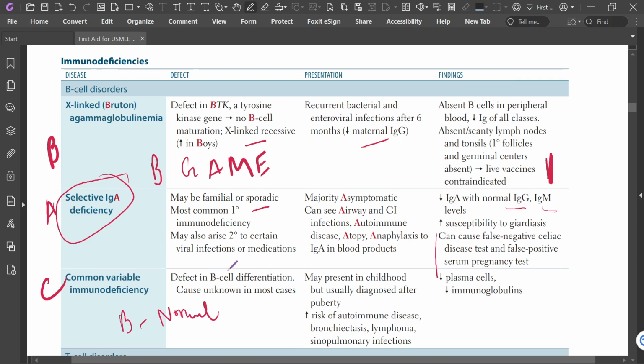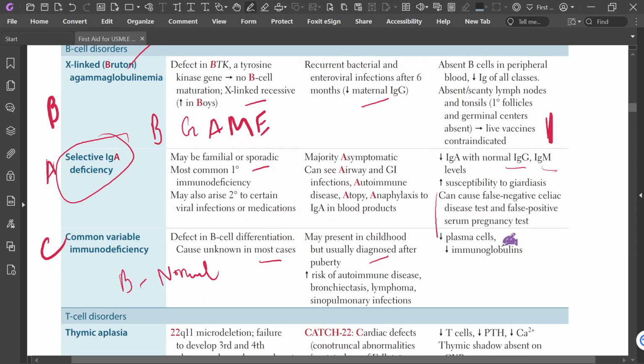In CVID, there is a defect in B cell differentiation, with unknown cause in most cases. It may present in childhood but is usually diagnosed after puberty. So Bruton occurs in boys, in babies, and CVID may present in childhood but usually after puberty, with increased risk of autoimmune disease, bronchitis, lymphomas, sinopulmonary infection, decreased plasma cells, and decreased immunoglobulin.